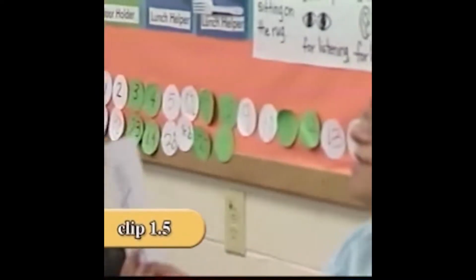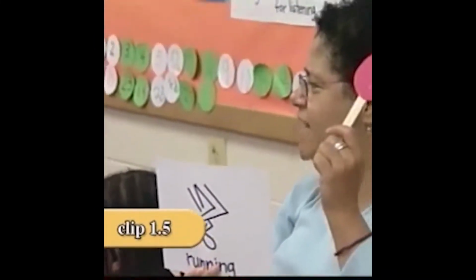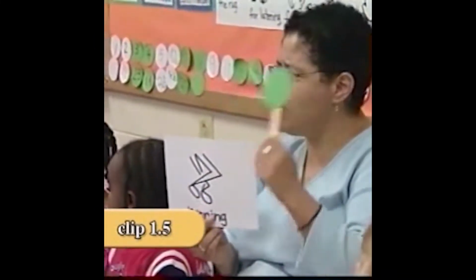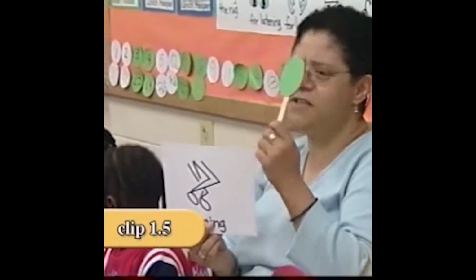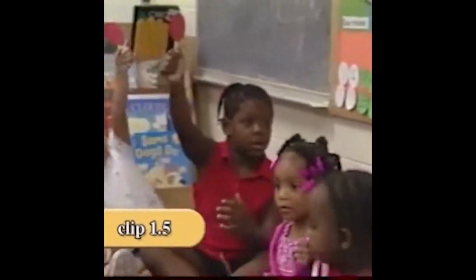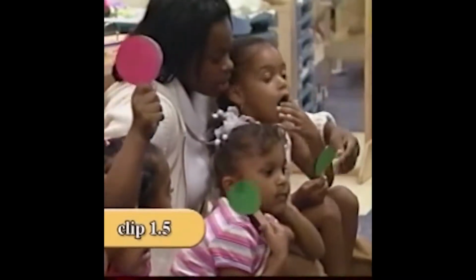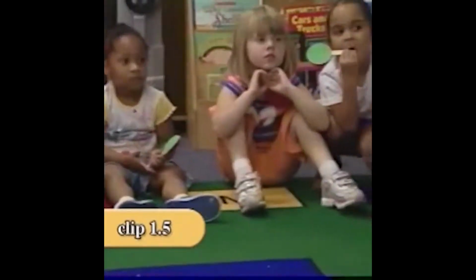I have a picture of a friend who's running in the classroom, using his feet for running. Guys, is that a stop or is that a go? It's a stop. Can you show me your red side? That's a stop. I see some reds. Very good. That's a stop. I have a friend, and you know what?